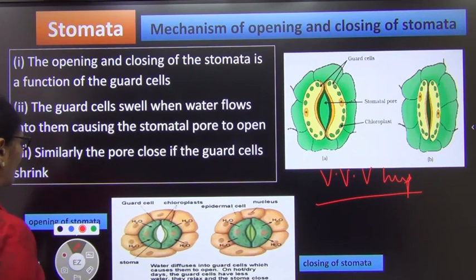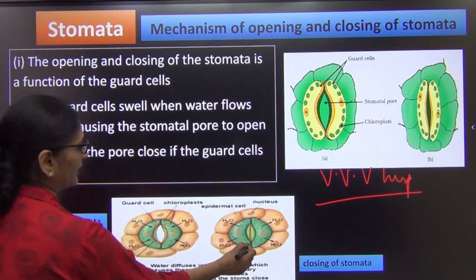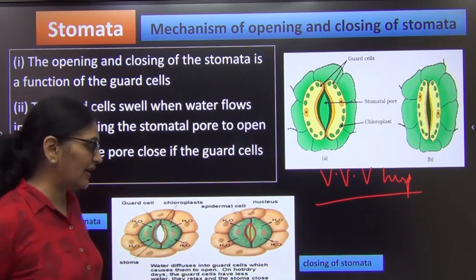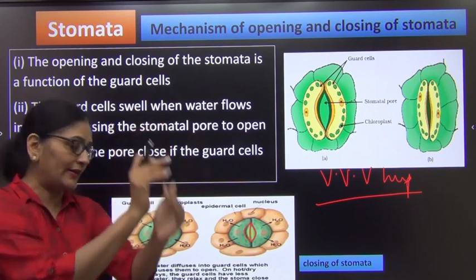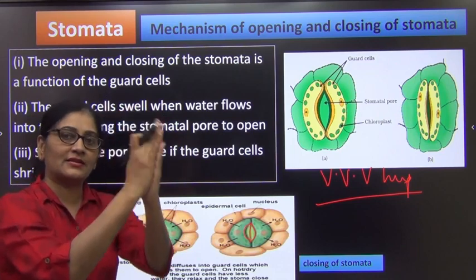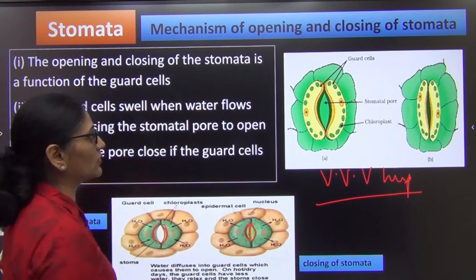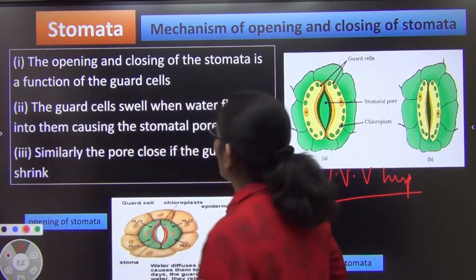So how does the stomata open and close? This is showing an open stomata and this is showing a closed stomata. This is the inner thick wall, which is thick and elastic. When the wall moves apart like this, the stomata is closed, and when it comes close to each other, then it is open. You write these 3 points from your NCERT. I'm sure now you will understand.